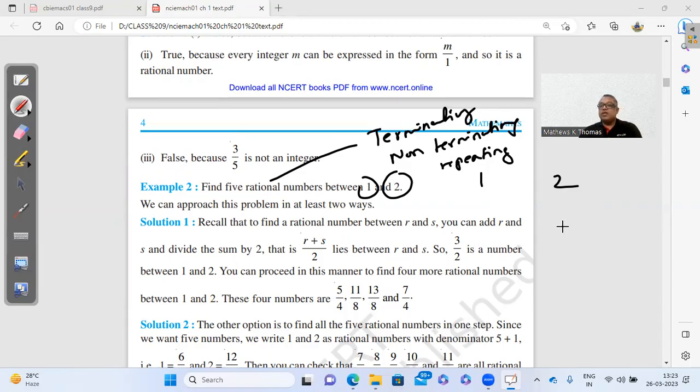So I'm just going to explain this to you. Suppose I'm going to divide 5 by 2. This is a rational number. I'm going to get 2.5, right? These types of numbers are called terminating numbers. So all terminating numbers are rational.